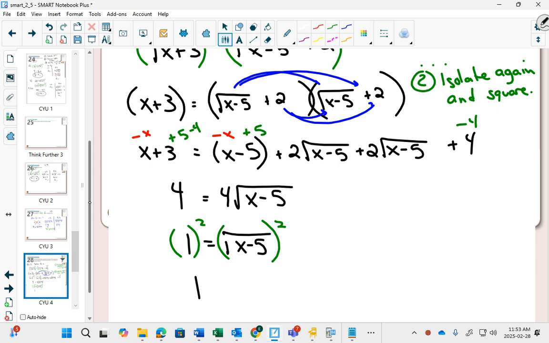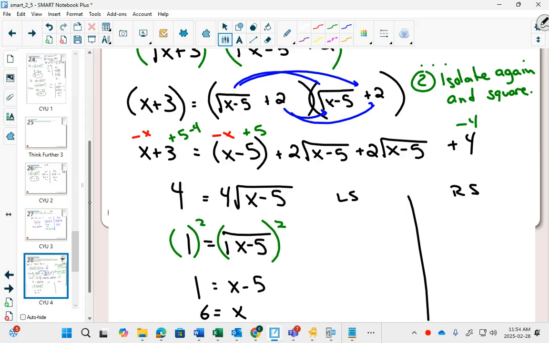Squaring both sides again, this is getting 1. Square root goes away, x minus 5. Add 5 to both sides. And I get x equals 6.